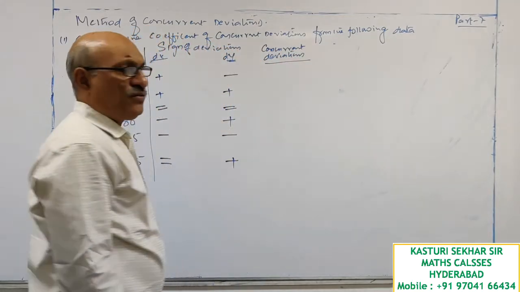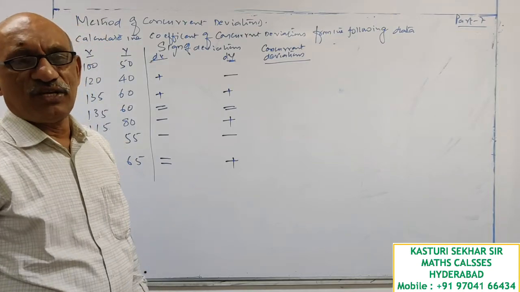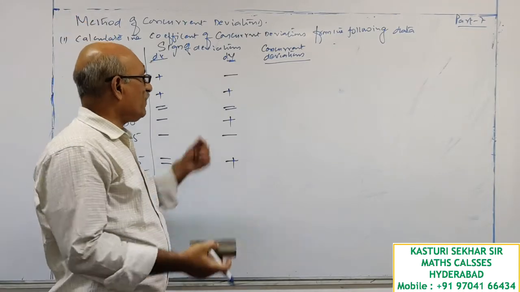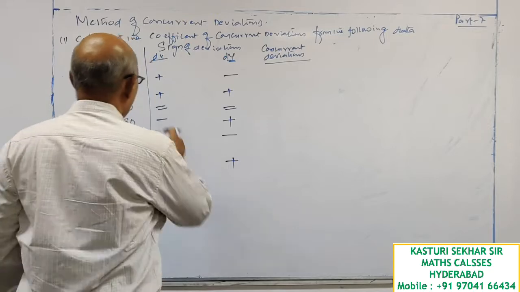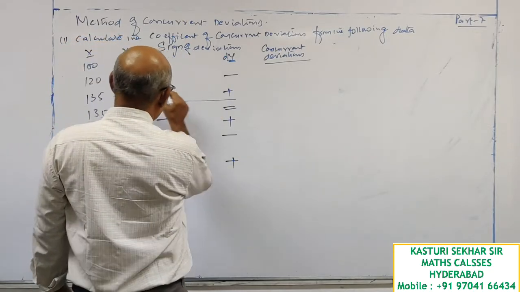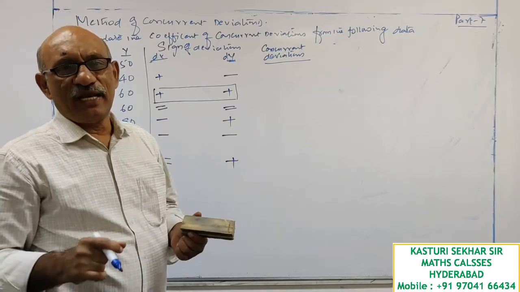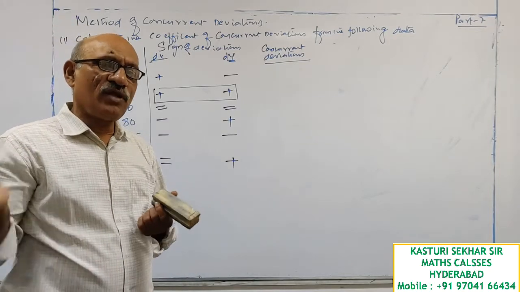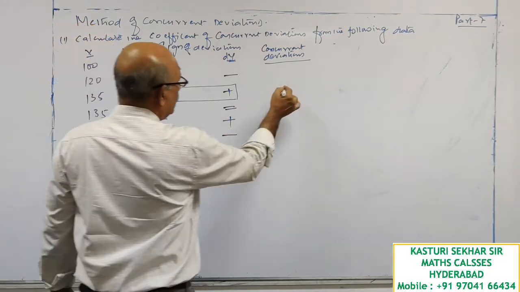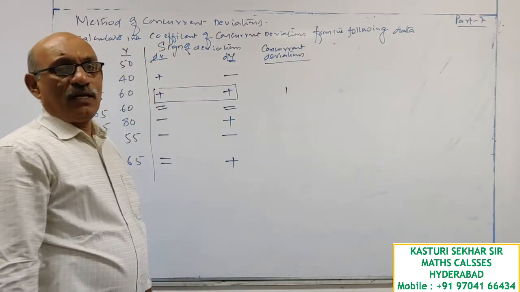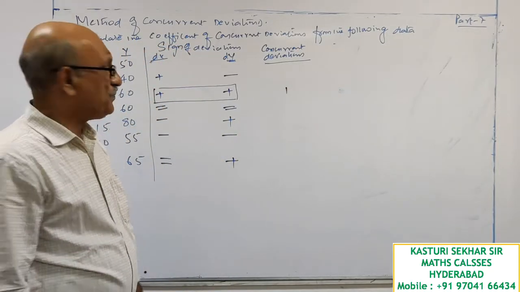For how many pairs have same sign of deviation? You have to count here for how many pairs they have the same sign of deviation. Look at this pair: both the variables are moving in the same direction. So for one pair, the signs of deviations are the same.